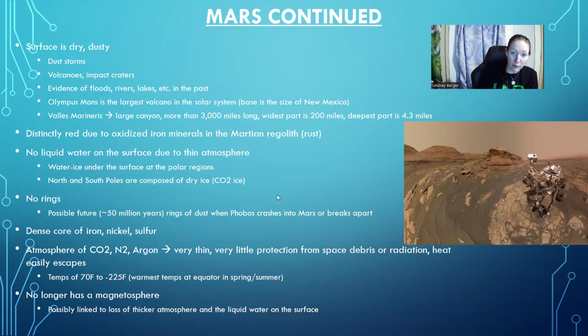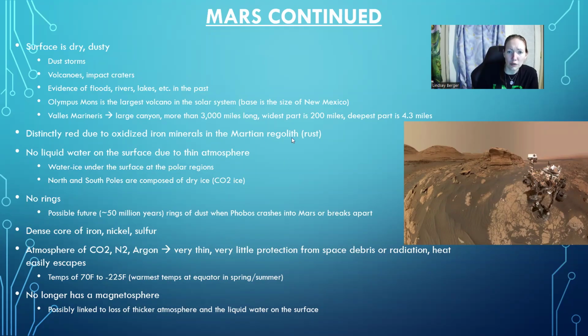Now, it doesn't have rings at the moment. If you go forward in time about 50 million years, one of the moons, Phobos, is currently projected to possibly run into Mars. It's either going to run into Mars in one fell swoop and make a big old crater, or the Martian gravity could shred it as it comes closer and make a ring of pieces. So it might have a ring in the future. We'll see.